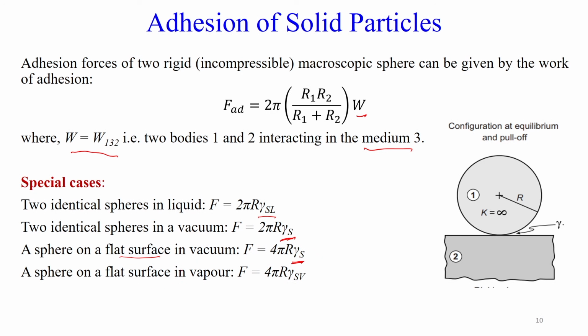And again, if it is in any medium, it may be vapor or it may be liquid. So accordingly the surface energy will be either solid vapor or solid liquid. In this way we should be able to calculate the force. Here this one is the spherical biomacromolecule and 2 is your surface.